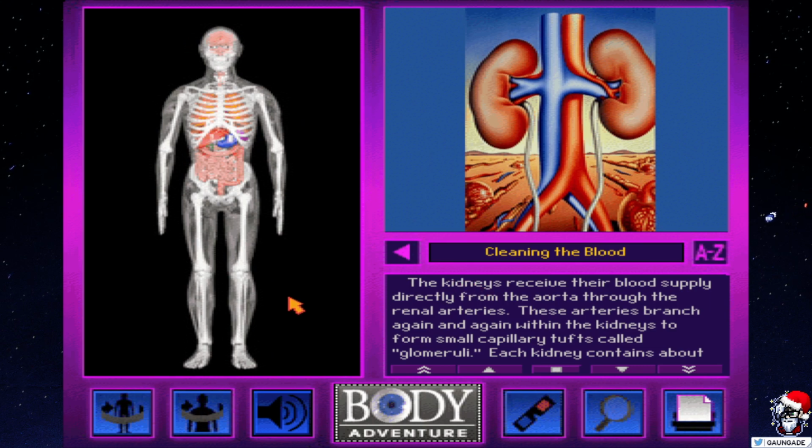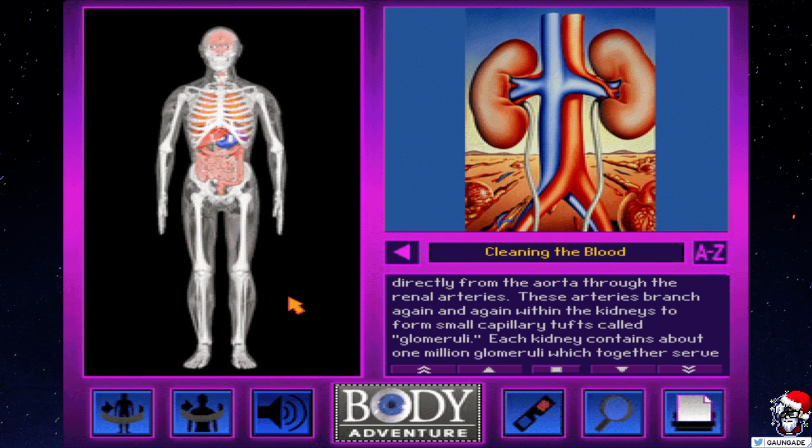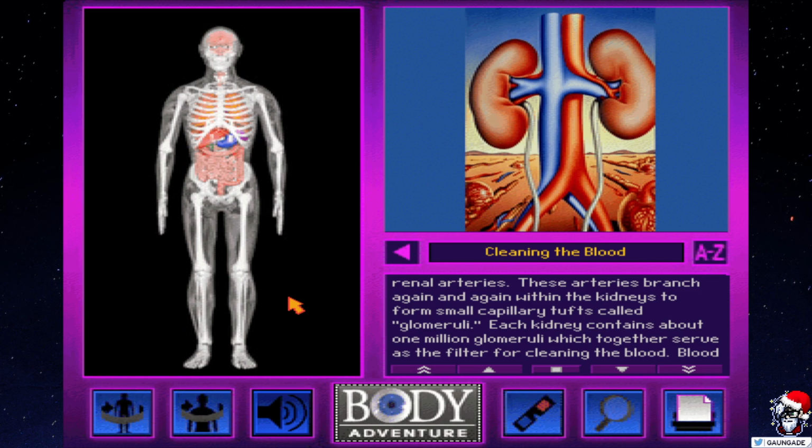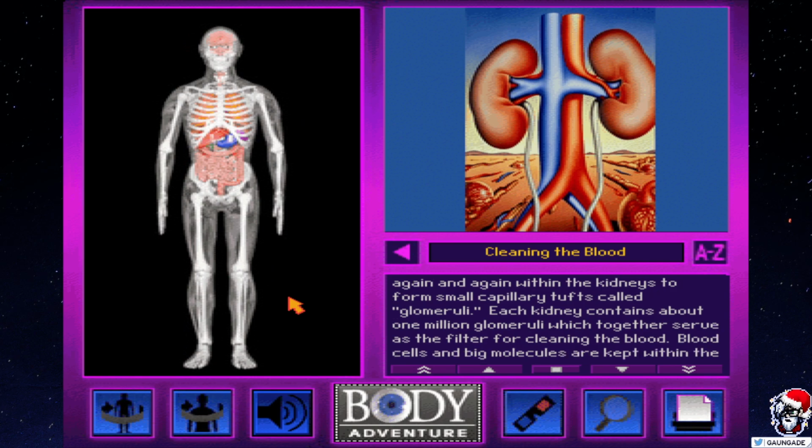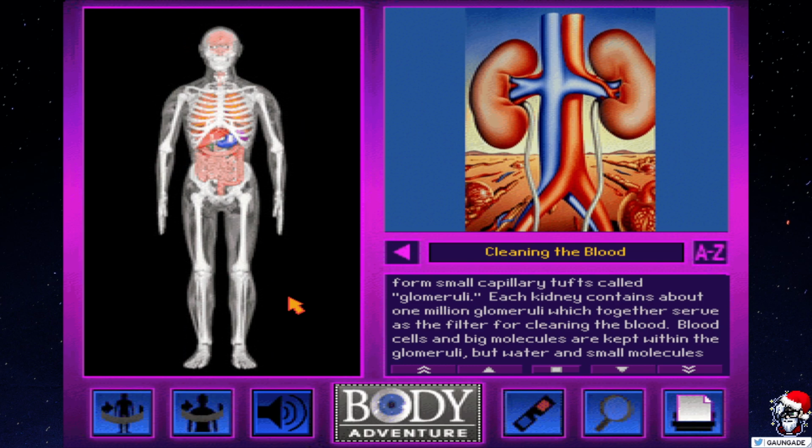The kidneys receive their blood supply directly from the aorta through the renal arteries. These arteries branch again and again within the kidneys to form small capillary tufts called glomeruli. Each kidney contains about 1 million glomeruli, which together serve as the filter for cleaning the blood.